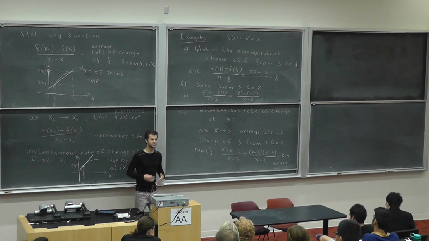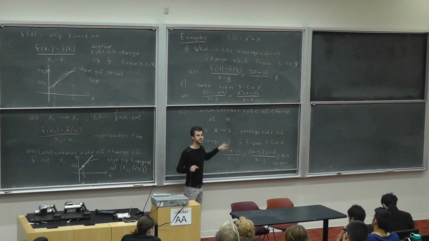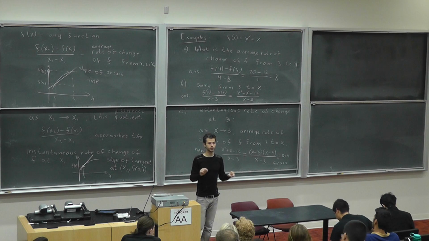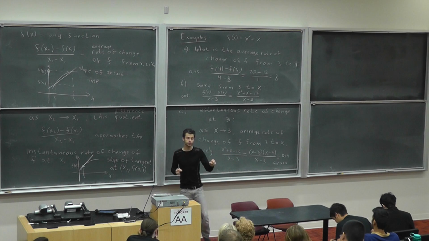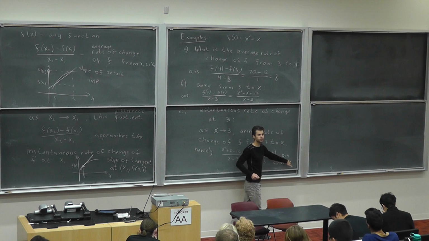Well, that's exactly what I need. I want the average rate of change from 3 to x when x is close to 3, but not quite 3. I'm not asking about the average rate of change from 3 to 3. That would be meaningless. But from 3 to a point which is close to 3, well, that's the answer. Turns out to be x plus 4.